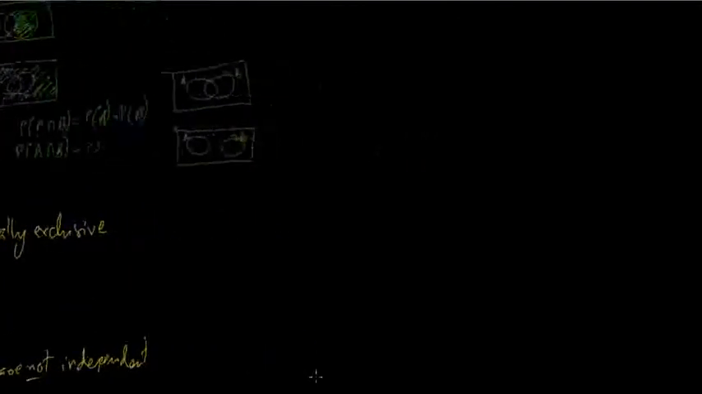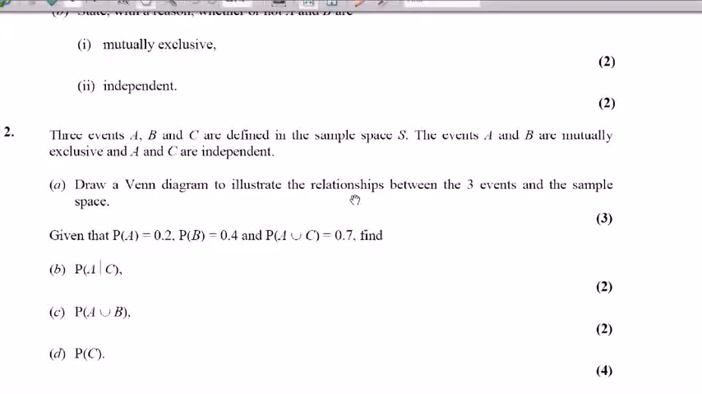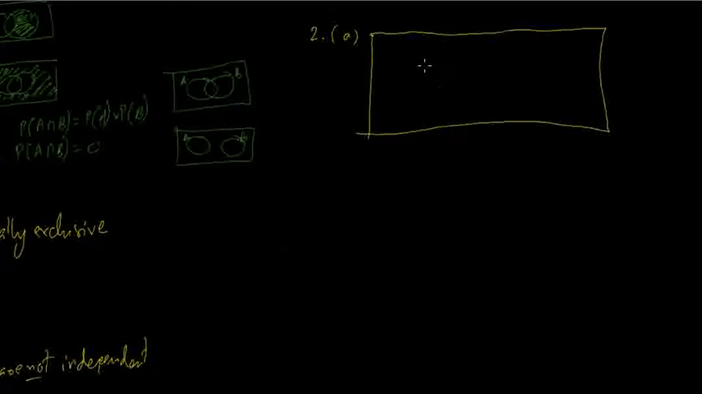What we have to do in this particular sum in question number 2 is draw the Venn diagram where the relationship between A and B is mutually exclusive. So that means if this is A and this is B, A and B are mutually exclusive.